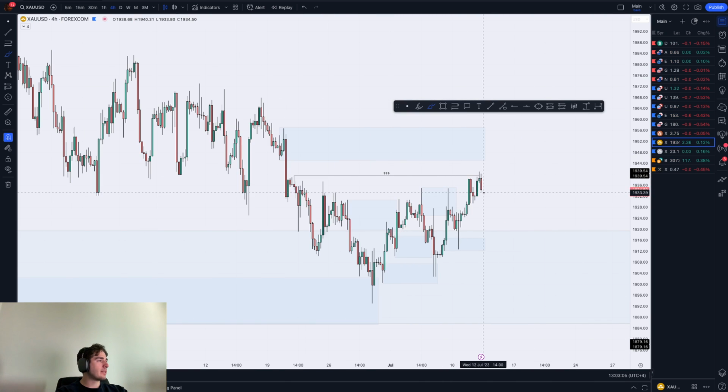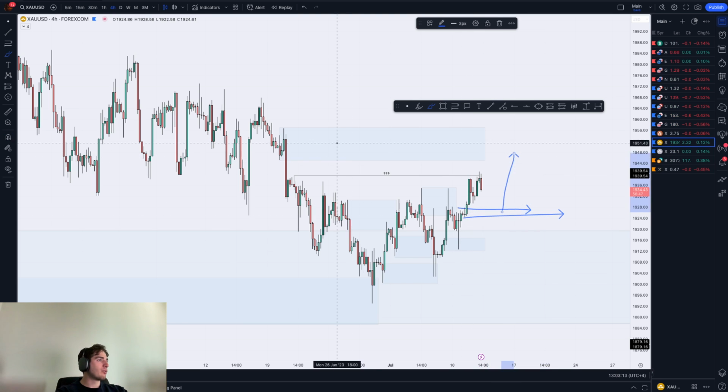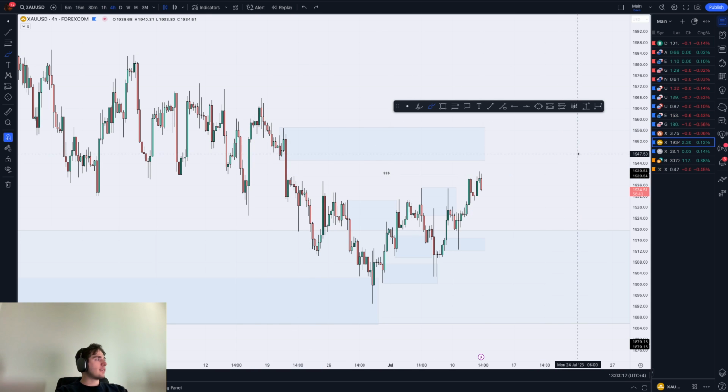But from a 4-hour perspective for now, I would like to see some downside back in towards here around the 1928 region, all the way in towards 1923, and then look for potential long back up in towards this area of supply.